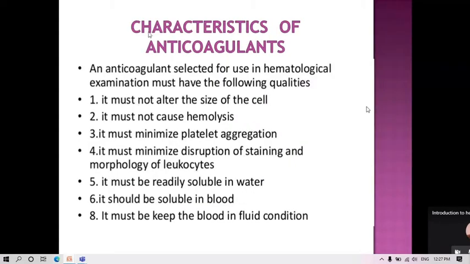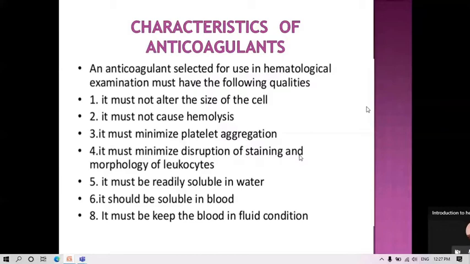And now the various characteristics of anticoagulants. It should not alter the size of the cell. It should not cause hemolysis. It should minimize platelet aggregation. It should not affect the staining. It should be soluble in water and blood, and it should be able to keep the blood in fluid condition.